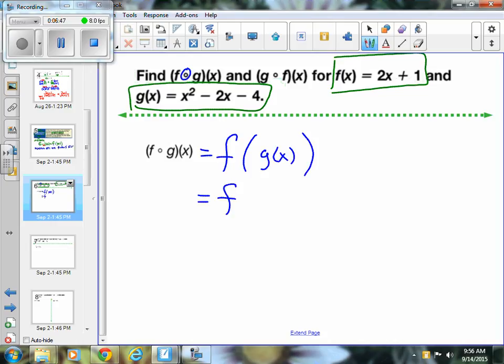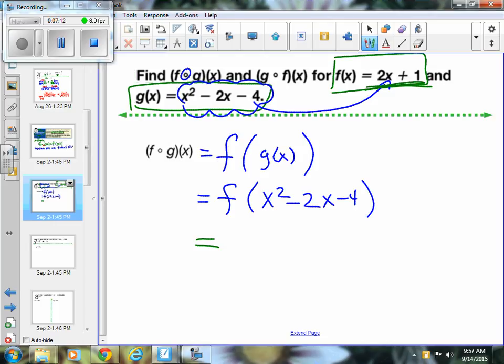So the rule for g of x is this whole parabola, x squared minus 2x minus 4. So if you want to think of it symbolically, that's what you're going to be plugging in. So this entire rule, you're going to be substituting in for the x in the function f. Just like you do f of 12, you'd plug in a 12 in place of the x. So that means I'm going to recopy my rule for f. So this rule up here, the line.